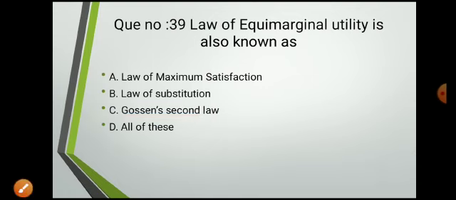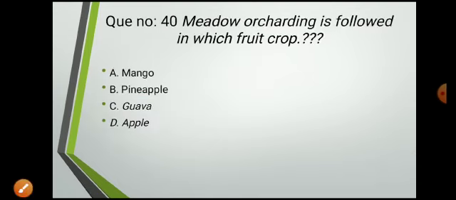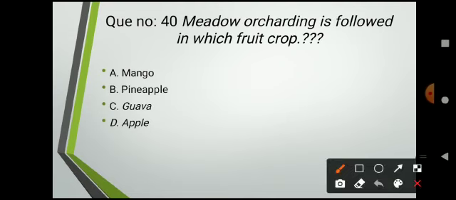Next question, question number 40. Meadow orcharding, it is followed in which fruit crop? And the options are mango, pineapple, guava and apple. And the correct option is guava. In this fruit crop, the meadow orcharding is followed.